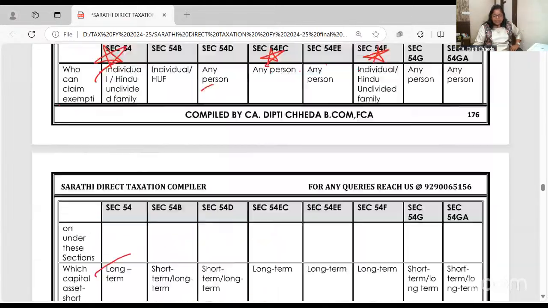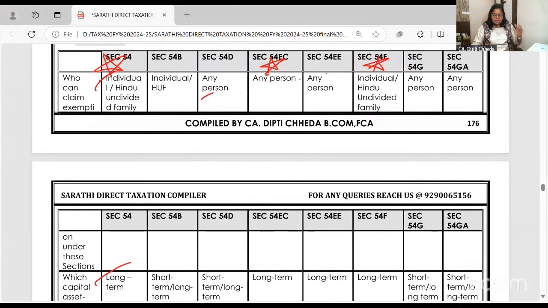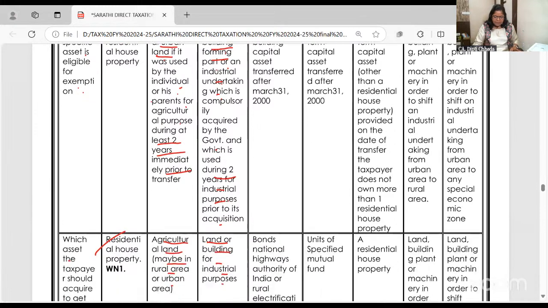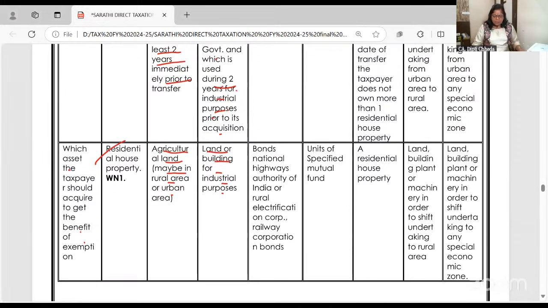Next, 54D we have completed. What is 54D? You can claim exemption, any person, short term or long term, land or building which was used for industrial purpose, compulsorily acquired by government. I gave you the zoo park example. And it is also used 2 years for industrial purpose.